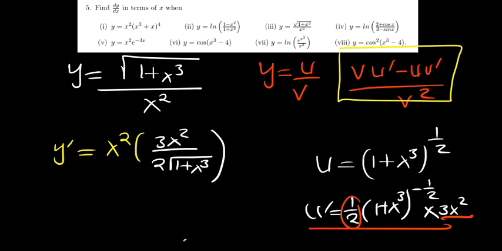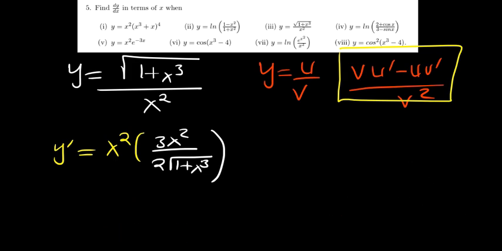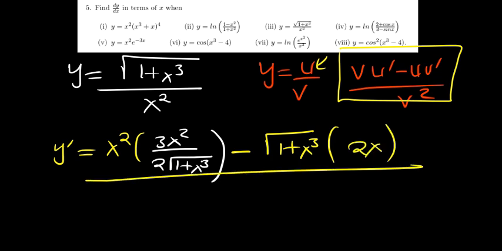Okay, we can continue in the formula. So minus u, our u is our numerator, which is root of 1 plus x to the power 3, multiplied by v prime. V prime is the derivative of what is on the bottom, which is just 2x, right? Over the denominator, which is v squared, so that will be x squared squared.